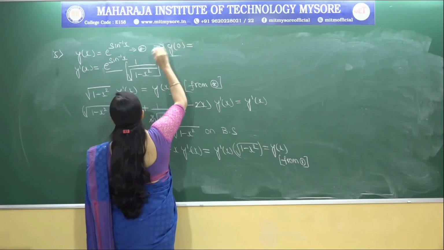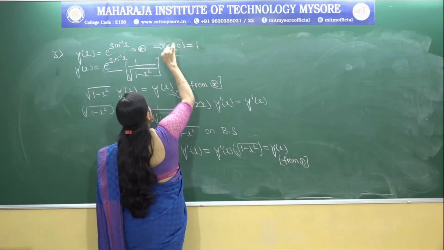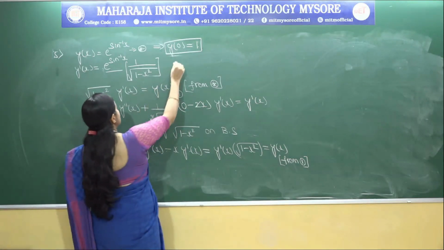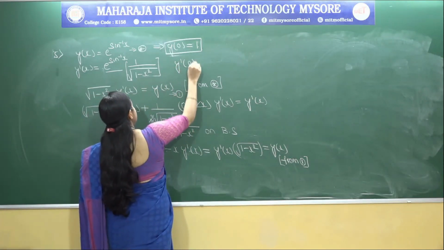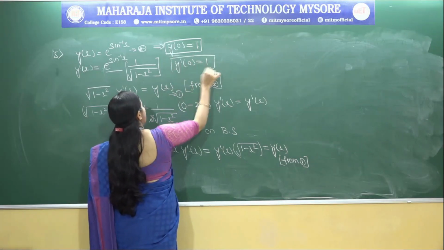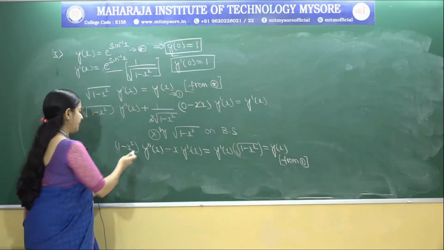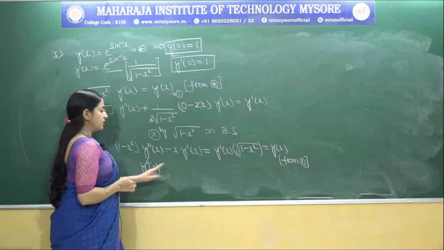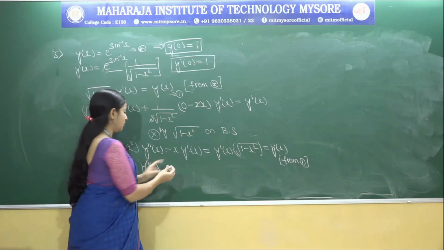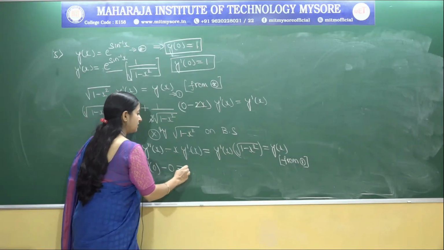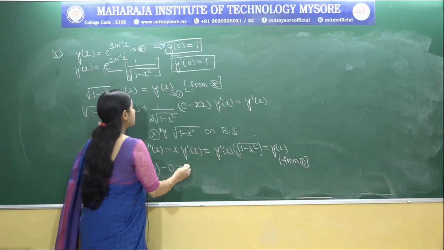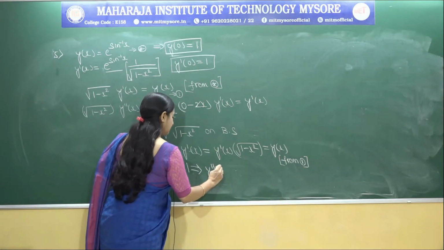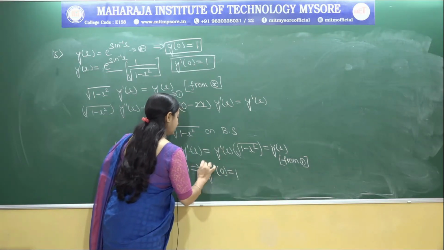So y of 0: sine inverse 0 is 0, e power 0 gives 1. For the first differentiation, y dash of 0 is also equal to 1. Second derivative, y double dash of 0: since you have the multiplication of x, the term is 0, equals y of x. So y of 0 equals 1. This implies the second derivative is also equal to 1.